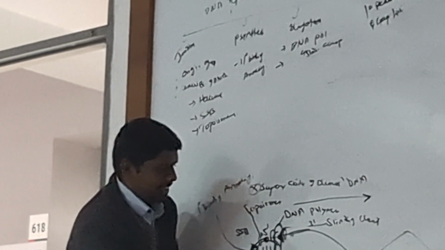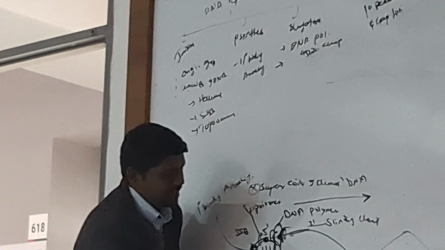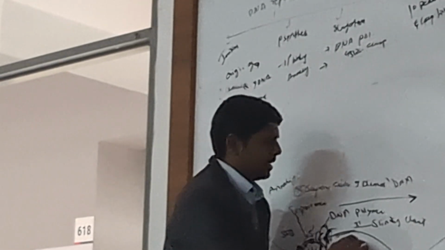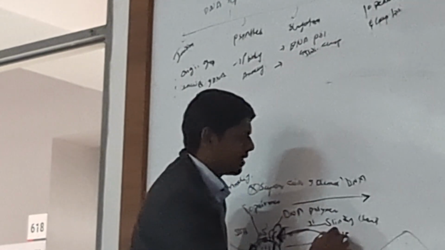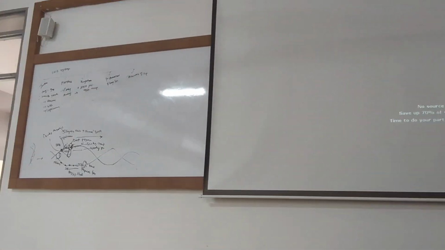The person who is going that side will be faster in action compared to us. Similarly, here this strand is called as a lagging strand. Lagging strand will be formed, and here this strand is called as leading strand. So leading strand was faster in action, whereas lagging strand is slower. That's what it's called as.